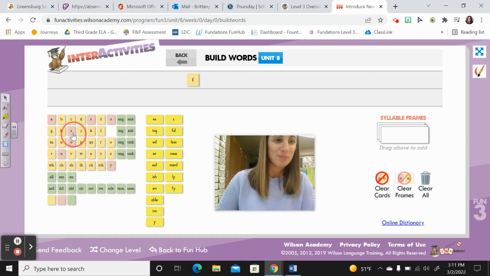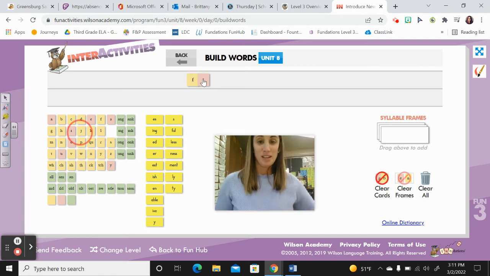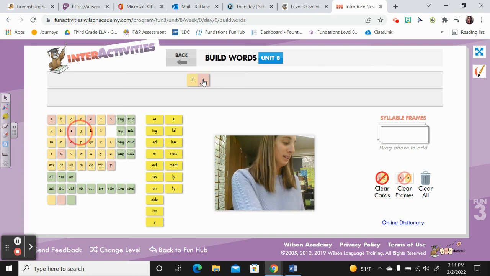F-I, you got it. That's open. Now let's see. Is it consonant L-E or is there a schwa? Check your spelling options section. Page 47. Oh, it's in there. Did you see it? Page 47.